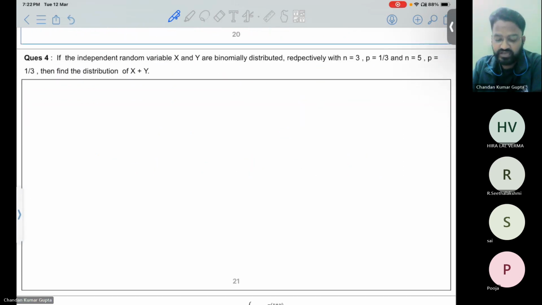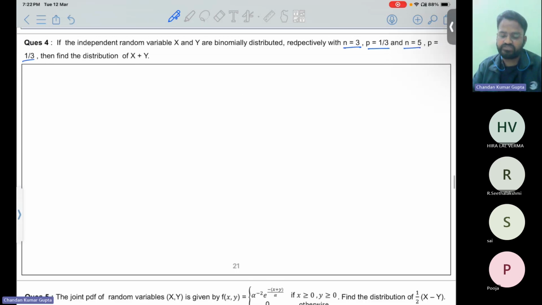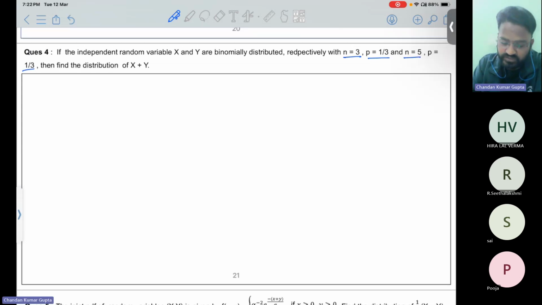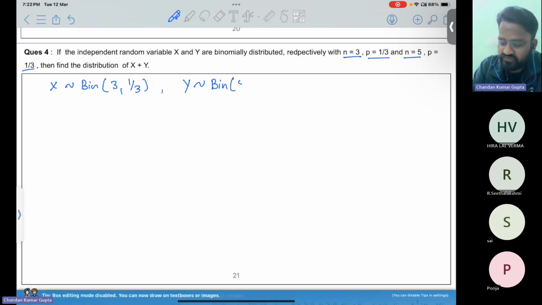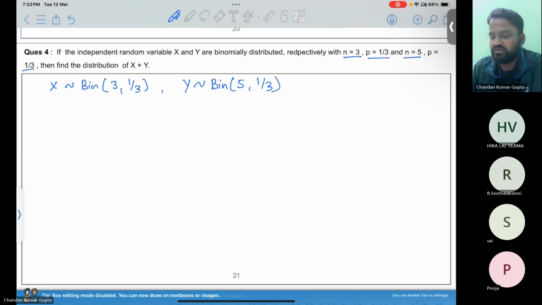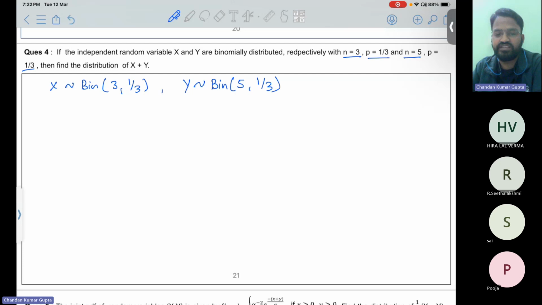Now the next question. If the independent random variables x and y are binomially distributed respectively, then find the distribution of x plus y. Here it is given x follows binomial(3, 1/3) and y follows binomial(5, 1/3). Simple it is, because we have already discussed the additive property of binomial distribution.